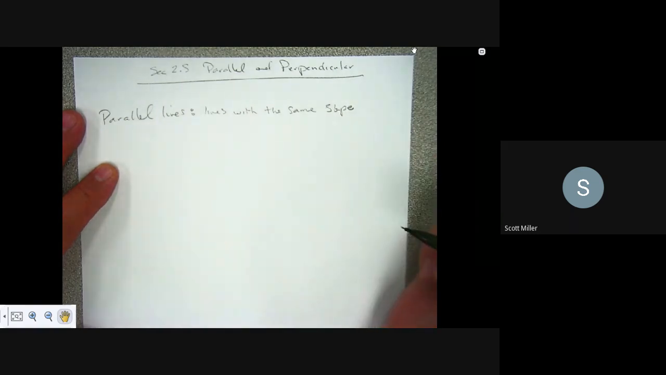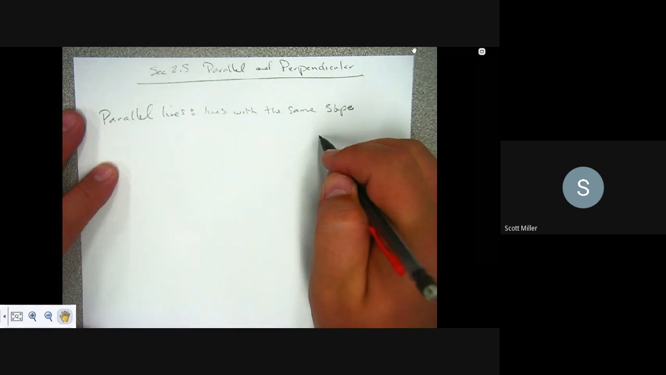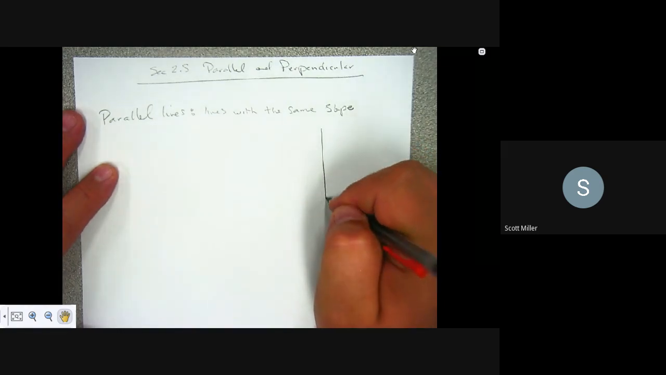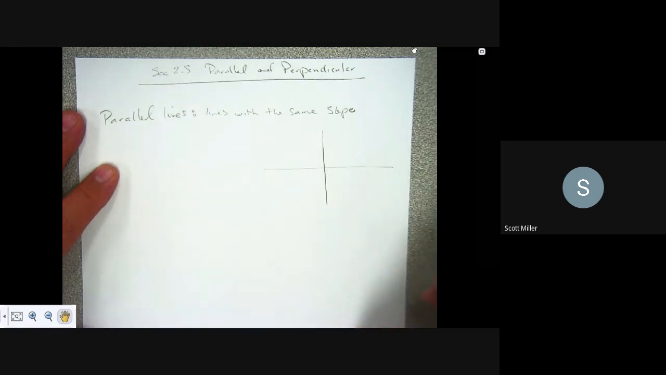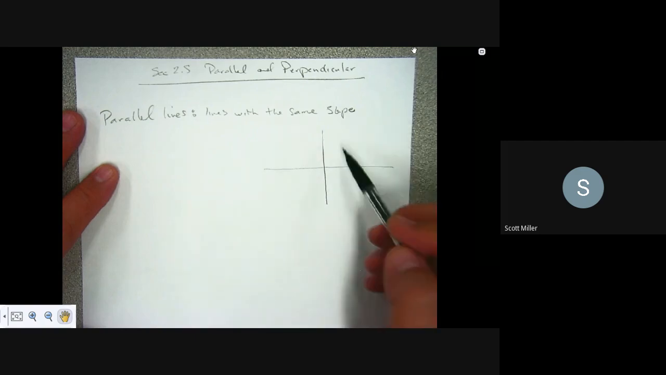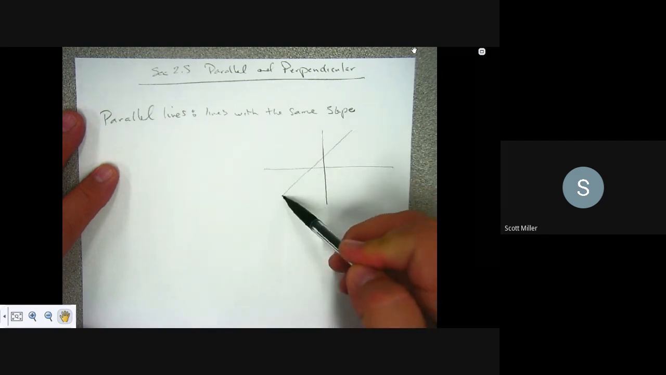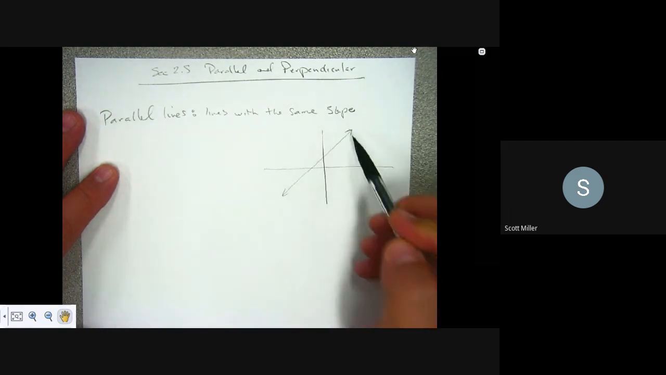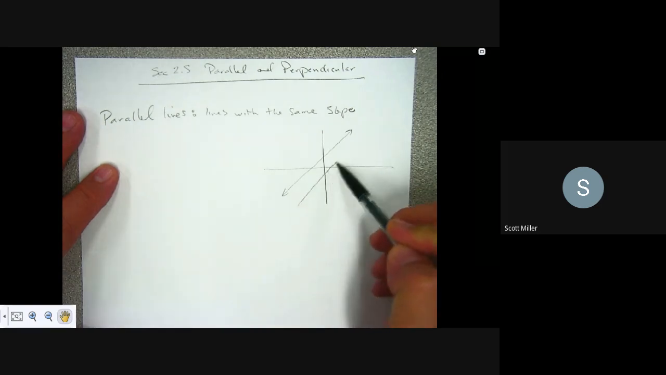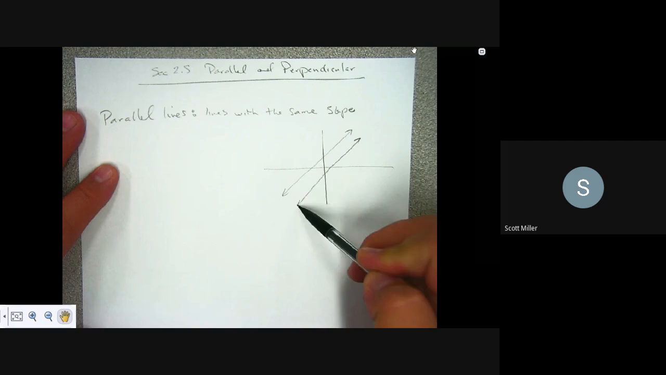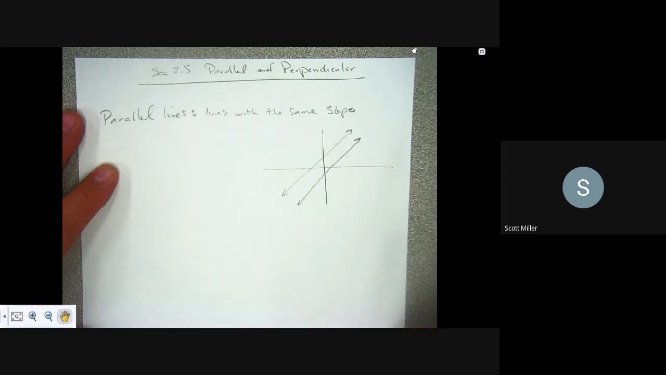What does that look like if I graph them? Well, in everyday life, these are the lines in your road. These are railroad tracks. Railroad tracks are parallel. They run side by side, they never cross. If I have a line that has that slope, so any line that has the exact same slope anywhere else, they're never going to cross because they have exactly the same slope.